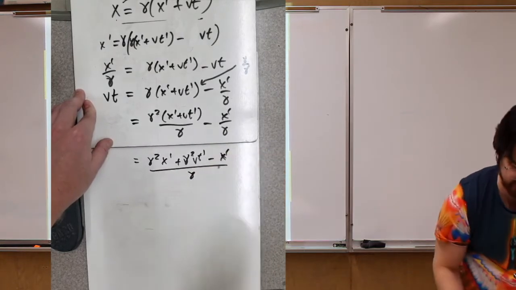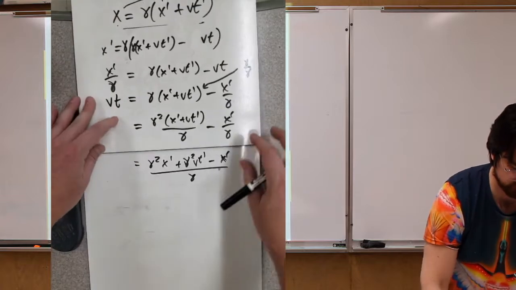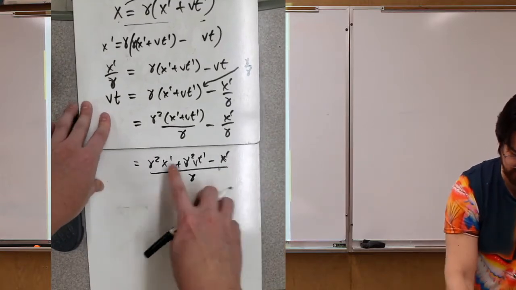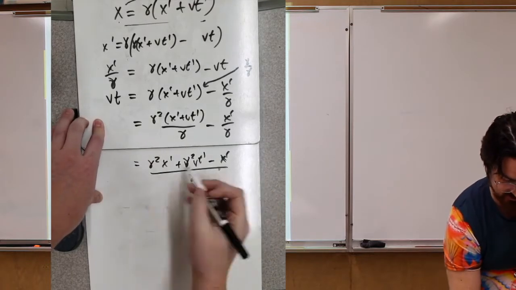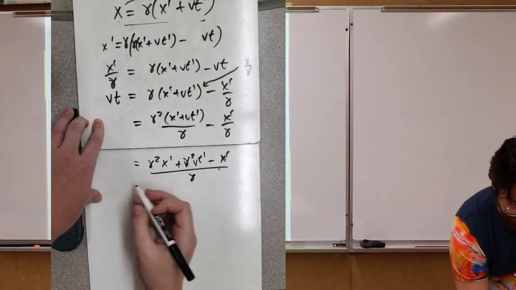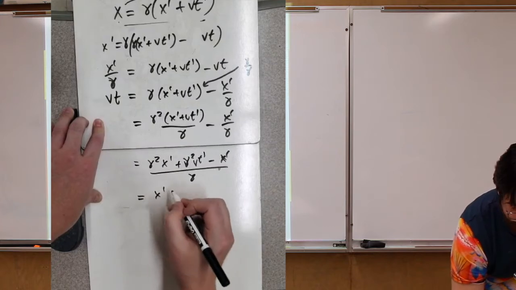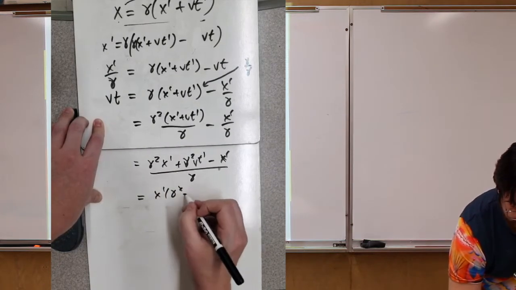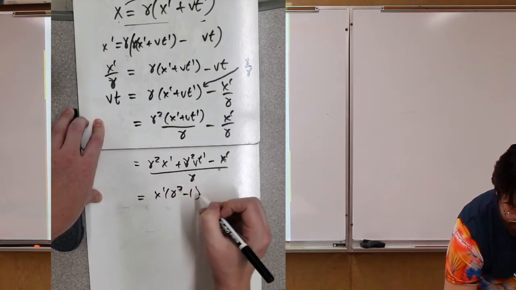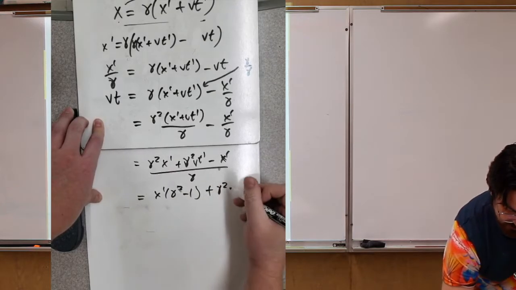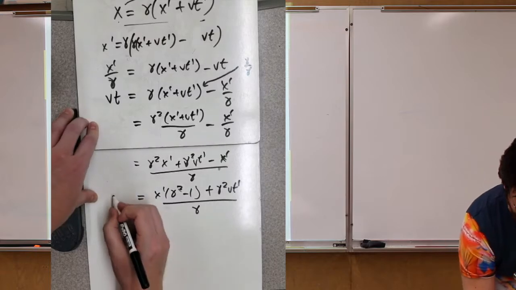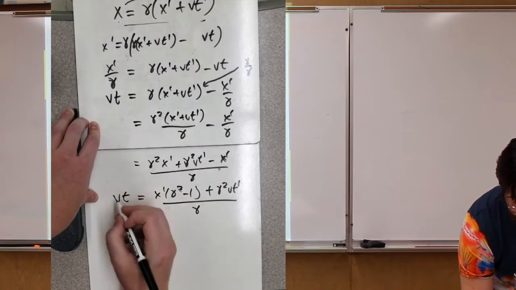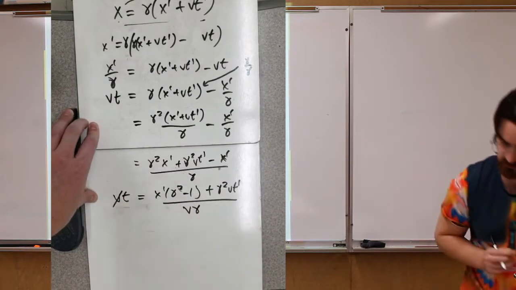It's all over gamma now. Oops. So now we've got some like terms in the numerator. I'm going to go ahead and combine those and factor the x prime out. Gamma squared minus 1 plus gamma squared t prime, that was all over gamma. And remember, this was equal to Vt. We're going to actually move that V over now, just like that.